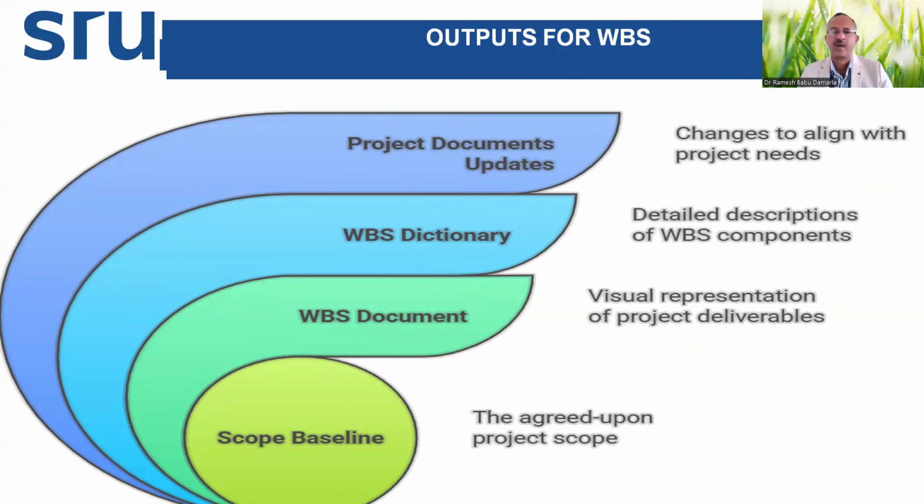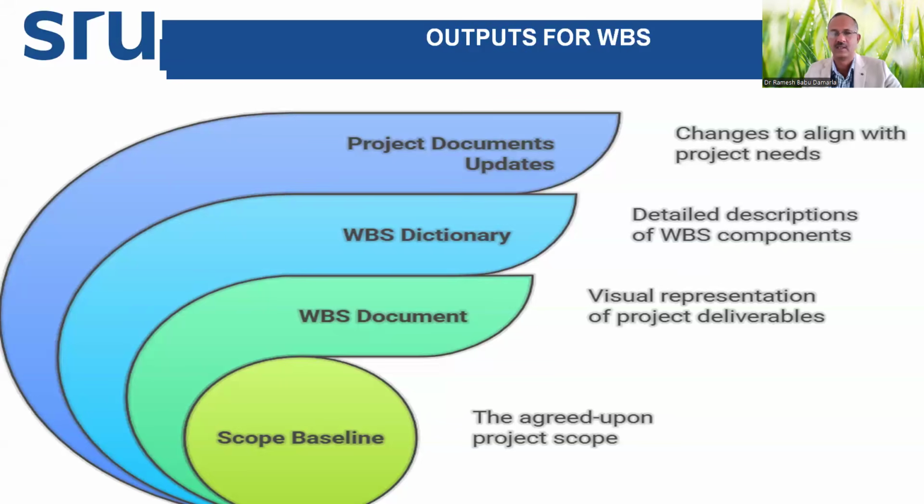Let us see the outputs of the WBS. When WBS is made, the outcomes or outputs of the WBS are, first one is the scope baseline, based on which the WBS is created. The scope should be very clear, objective should be clear, boundaries must be very clear. From the document, this WBS is prepared. So final WBS reflects the boundary and controls scope only. And the WBS document is the final document available after making this WBS exercise.